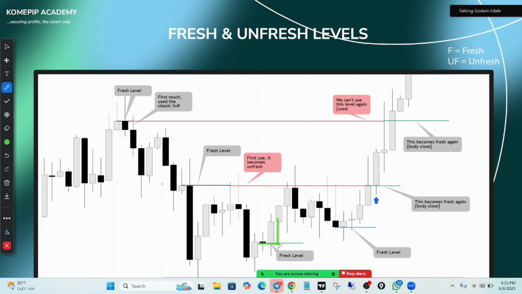The same thing for V-shape. This is a V-shape, price tapped this, so this becomes unfresh. We're not interested in that anymore. E-shape, tapped it, becomes unfresh. So if price comes in the future, we don't want to take a trade from that zone. You understand? We had a rejection right there, and the rest. Do you understand? All right, let's proceed to the final part.